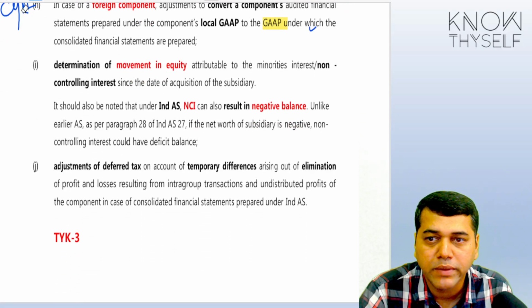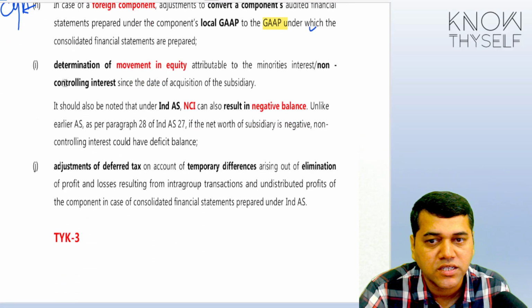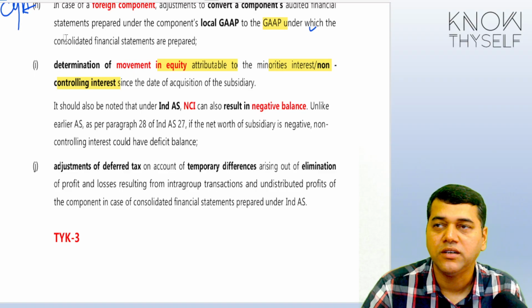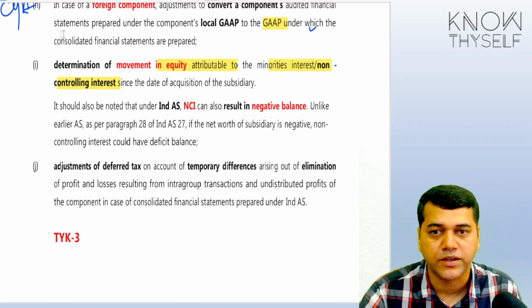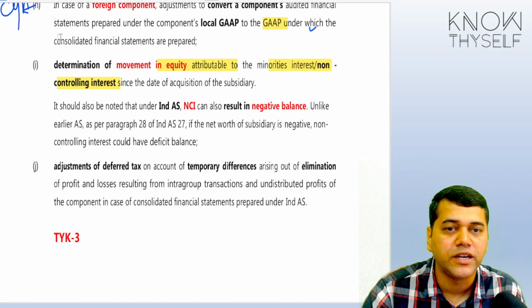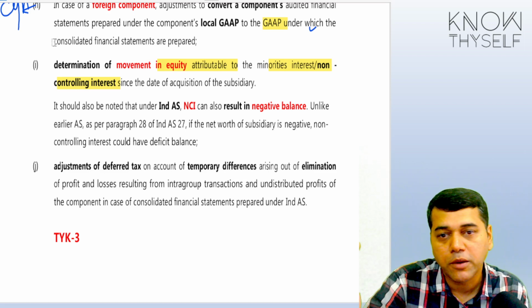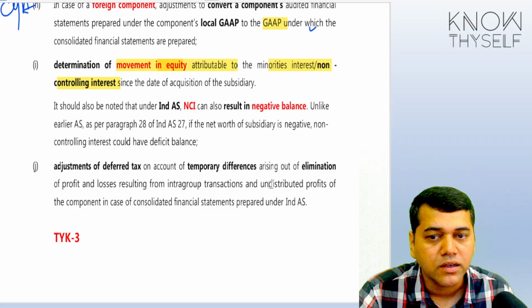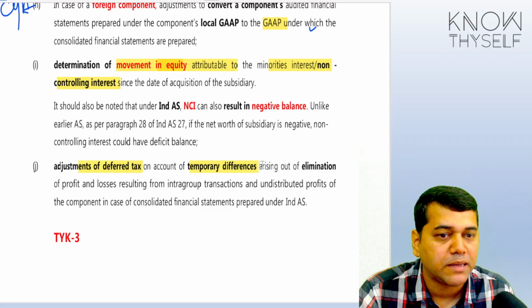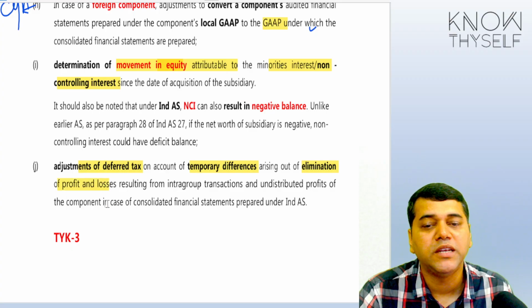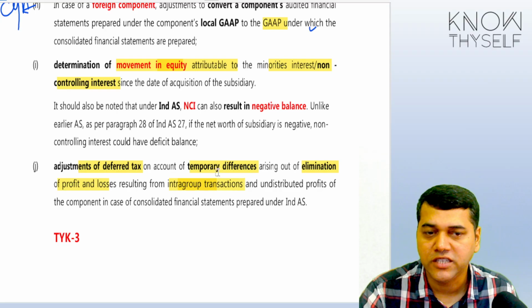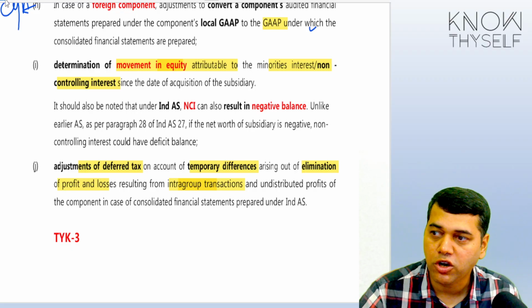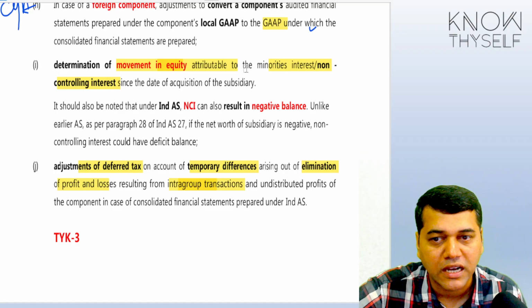Now, determination of the movement in equity attributable to the minority interest, the non-controlling interest. What is this movement in equity attributable to NCI? During this year, you have made a profit, so you give them their share of profit. During this year, a dividend was given, so you have to deduct their share of dividend. If there is a fair value appreciation, you have to deduct the fair value increase. These are all your movements in the equity, and adjustments for the deferred tax for all the temporary differences arising from the elimination of the profit and loss on intergroup transactions. This type of problem you have also done in FR, where you do the stock transfer and the stock remains unsold. The deferred tax impact you are going to calculate on that.